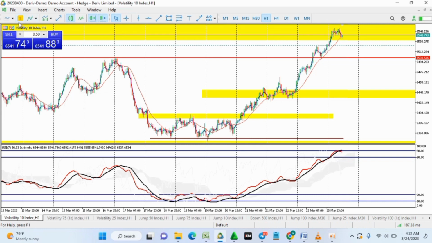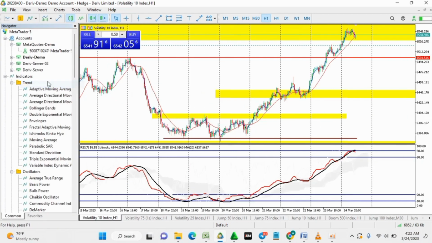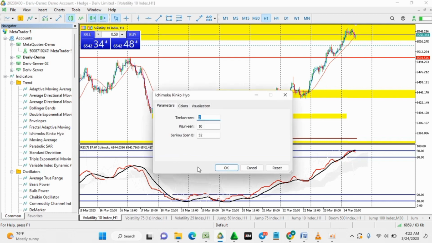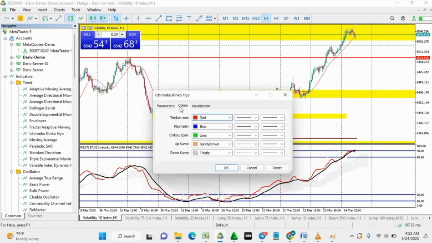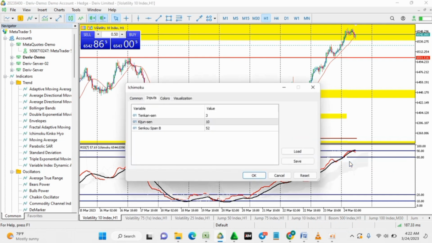So when you reach to the Ichimoku, you go to view, go to navigator. So from there you go to Ichimoku, you look for it, it is here, you click there, then you drag. Then you are supposed to change the parameters into what I'm going to show you, even the colors. So this is what I'm talking about. Okay, let me first delete this one. This is my Ichimoku. Let me click on properties and I show you.